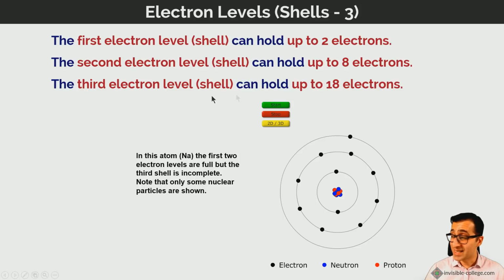The correct number is 18 for the third shell, but at GCSE, usually it's okay to stick to the idea that this shell can occupy 8. So this is a sodium atom. Sodium has an atomic number of 11, and so we see here that we have a total of 11 electrons in this atom. We have 2 in the innermost shell, 8 in the second shell, and the remaining 1 electron goes in the outermost shell, the third shell of the sodium atom.